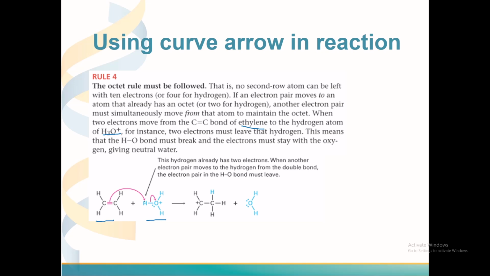Here it is attracted, and this hydrogen already has 2 electrons, which means this has to move together at the same time, simultaneously. This means that the hydrogen-oxygen bond must break and the electrons must stay with the oxygen, giving neutral water. So here is the explanation, an illustration of the 4th rule. This is also a reason if you see the previous example where you have this double bond, and then you have a hydronium ion, sorry, not hydronium ion, but hydroxide ion.